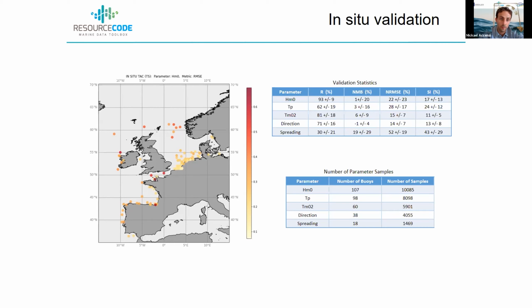And you have an example on the map on the left, which represents the significant wave height at the buoy locations. And here it's the root mean square, which is represented. And so you can see that the error is varying between 10 centimeters and 60 centimeters in average on the whole period. And except some buoys with larger error, in average, we have really good scores. So that's pretty good news. And next slide.